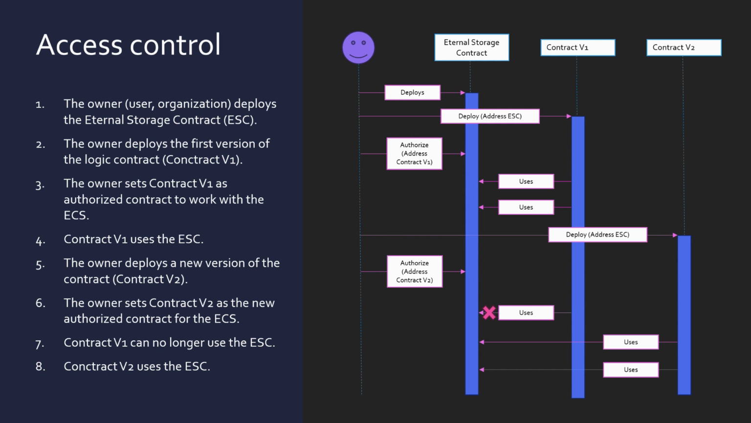At some point, a new version of the logic contract is developed, v2. It is deployed in similar fashion as v1, passing the address of the storage contract, the same storage contract, as parameter. Then, the owner sets the authorized contract of the eternal storage contract to v2. From this point on, v1 won't be able to save any data in the eternal storage contract, and v2 will be able to use it to store data.